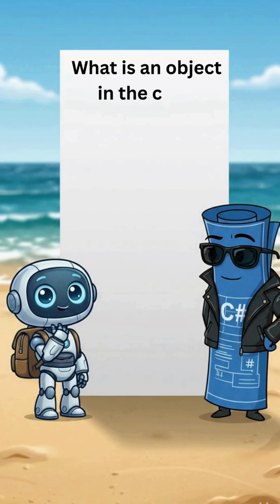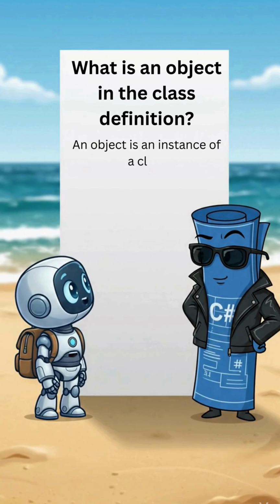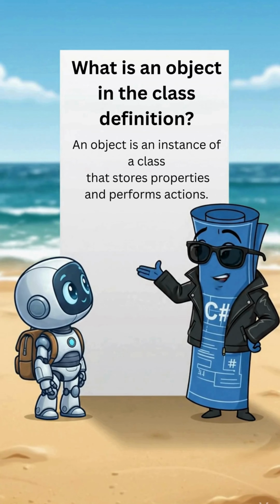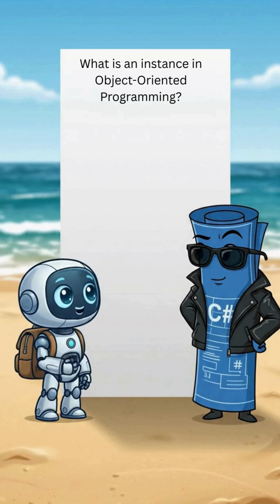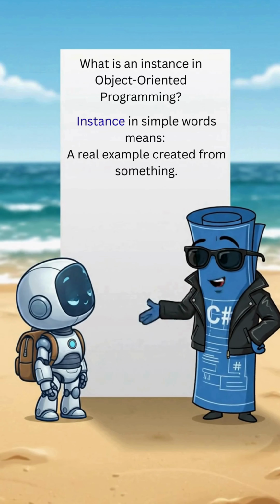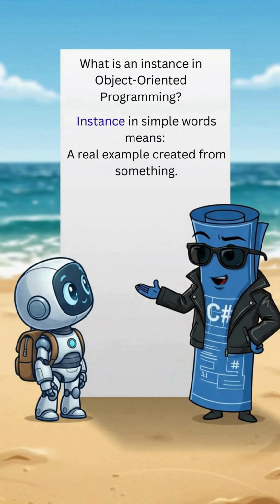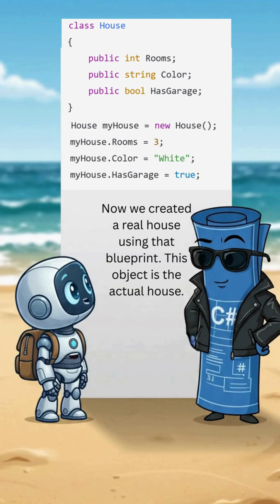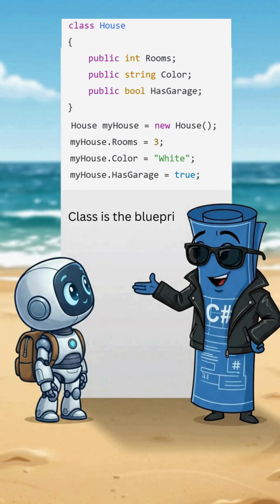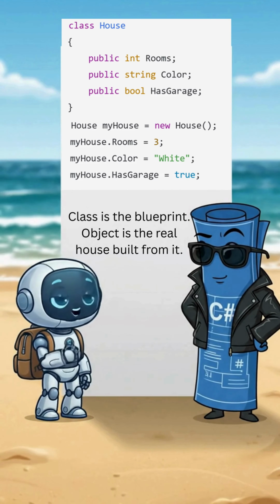What is an object in the class definition? An object is an instance of a class that stores properties and performs actions. What is an instance in object-oriented programming? Instance in simple words means a real example created from something. Now we created a real house using that blueprint. This object is the actual house. Class is the blueprint. Object is the real house built from it.